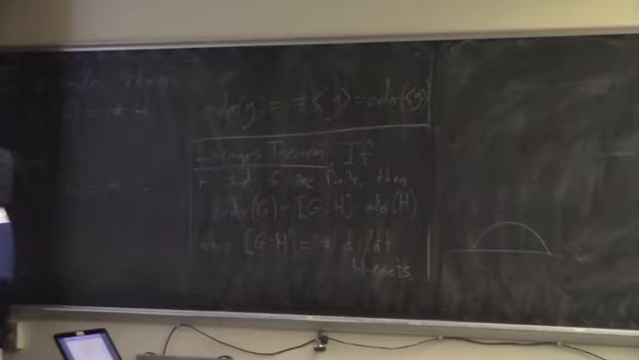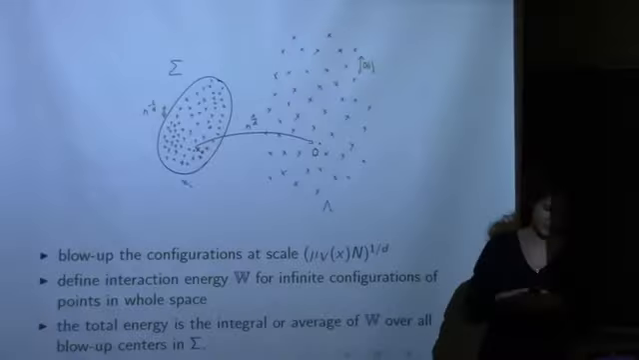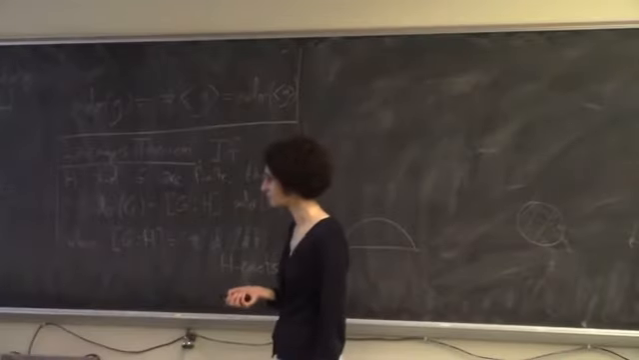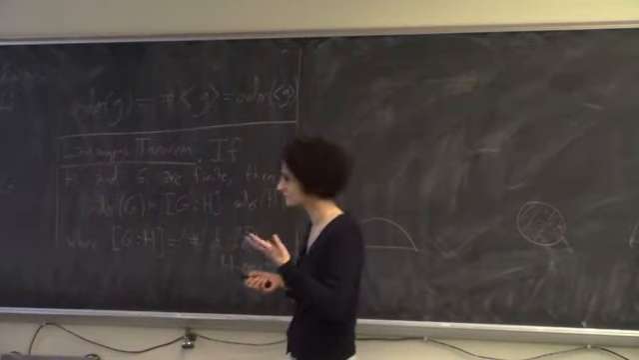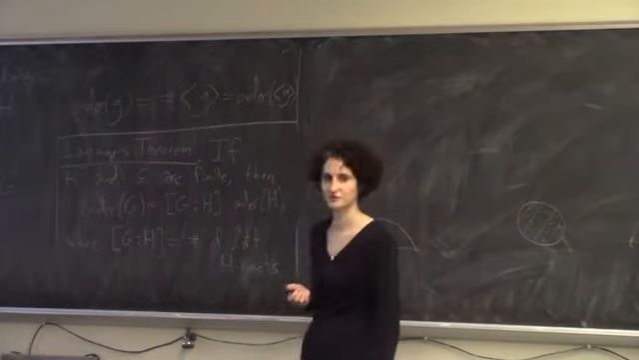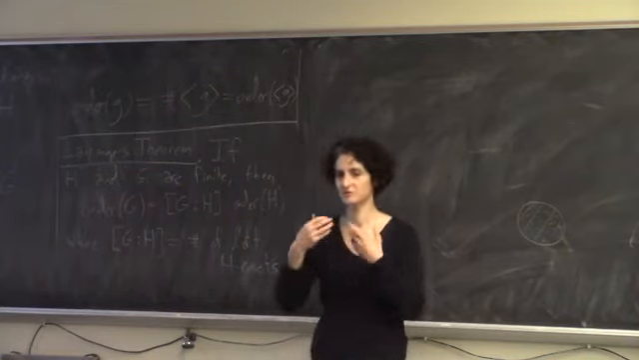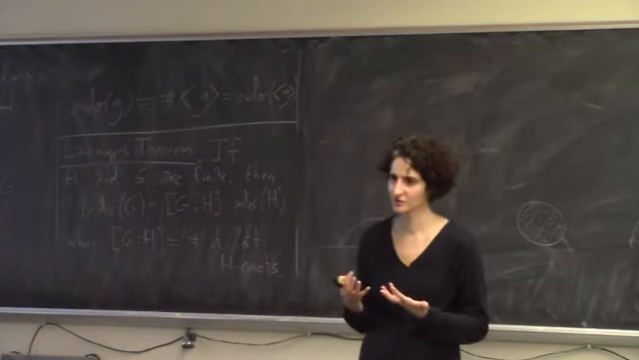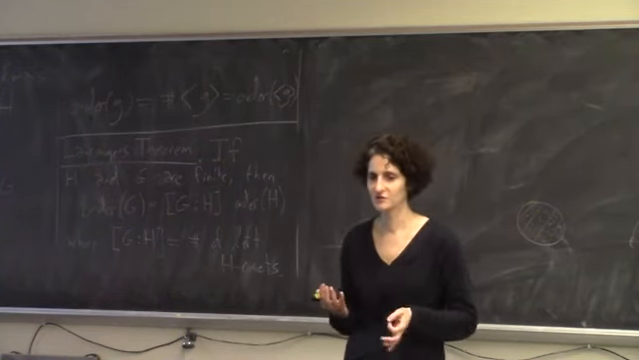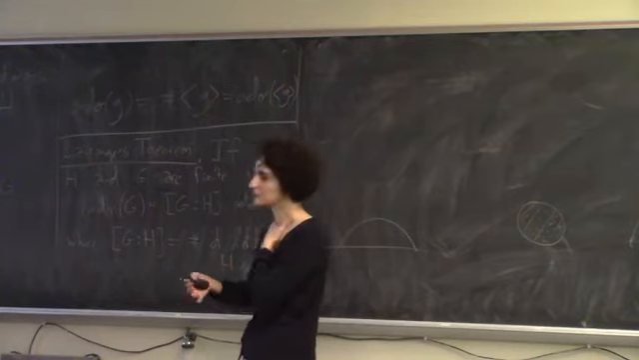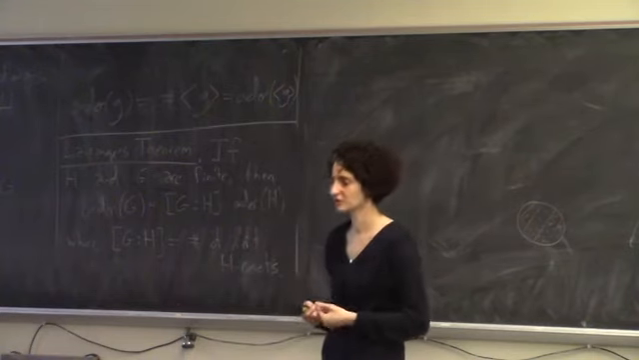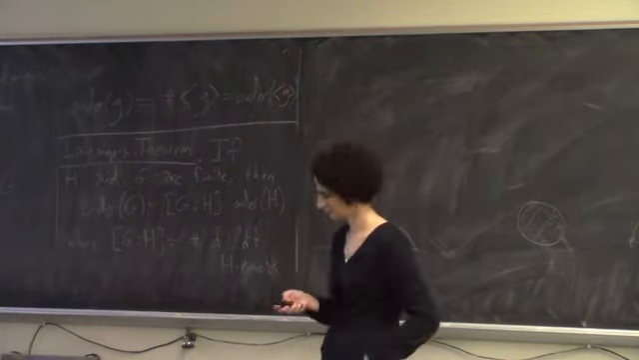Okay, so one of the things we will do is define an interaction energy for these infinite configurations of points. It will be called W. And then the total energy of the configuration of points, which here is generic, arbitrary, will be the integral of W over all the blow-up centers. So for each blow-up center, you zoom, you see an infinite configuration, you compute its energy, and then you average that over all the blow-up centers. And that gives you the total energy at the limit for this system.